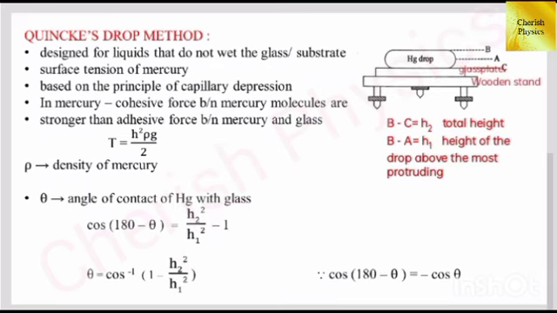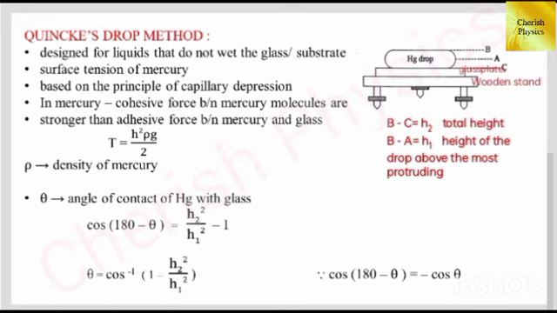This experiment is specially designed for liquids, mainly to determine the surface tension of mercury, which does not wet the glass or substrate on which we are going to place the mercury drop. See the diagram. It is an experiment. It consists of a horizontal leveled wooden stand. On that stand, we keep a clean glass plate. On the glass plate, a mercury drop is added. The cohesive force between the mercury molecules is very strong compared to the adhesive force between mercury and the glass plate. The interface of the mercury and the glass plate is in a bending form.